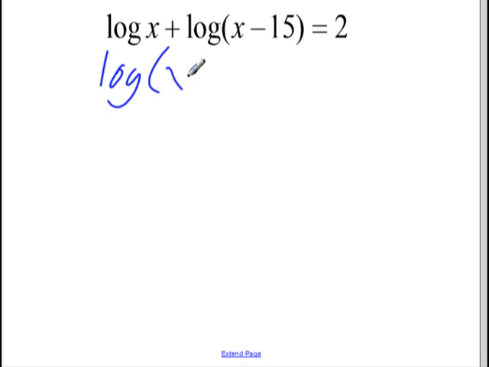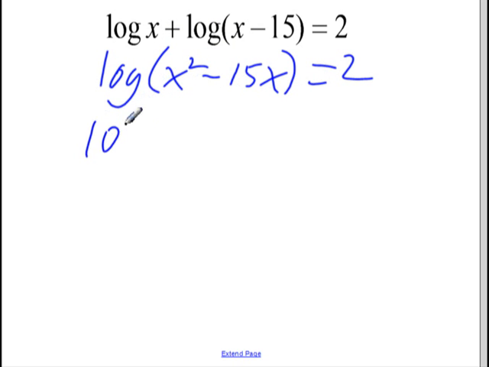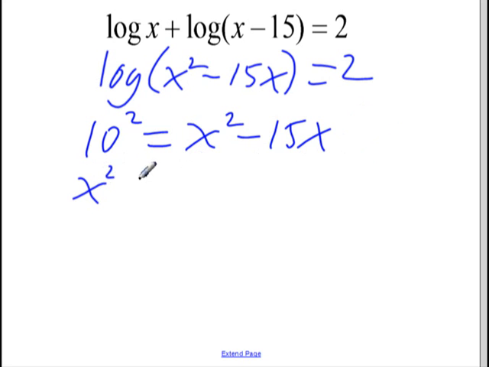So it's the log of the product, so that's x squared minus 15x. Now that it's a single log, we can rewrite it in exponential form. Base is 10, so that's 10 squared is equal to x squared minus 15x. And again, we're left with a quadratic that we know how to solve. So let's set it equal to 0. So we have x squared minus 15x minus 100 equals 0.